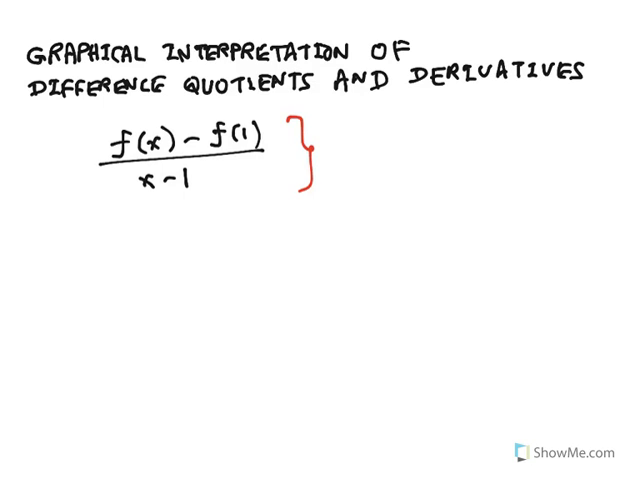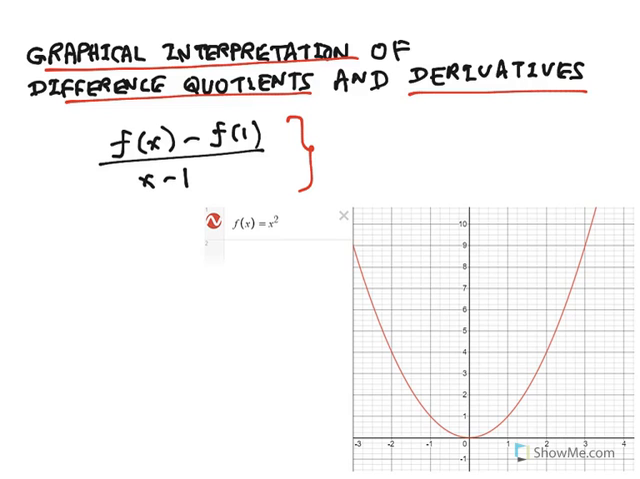So this is a difference quotient, and we want to look at the graphical interpretation of difference quotients and derivatives. In our problem with the object moving along the x-axis, our function giving us the distance the object is from the origin at time t was f of t equal to t squared, or we can write f of x equal to x squared, where x will now represent the time. And here's the graph of that function.